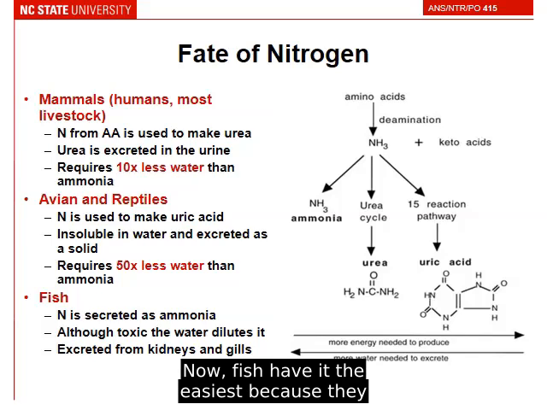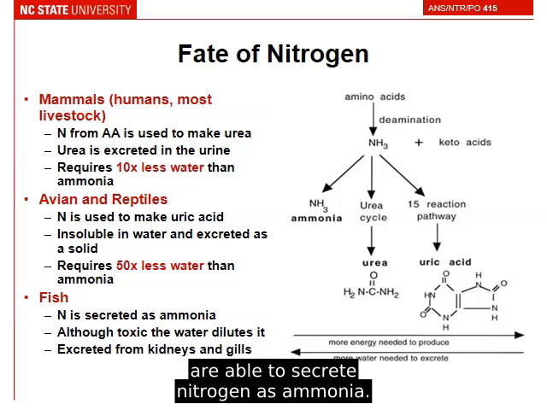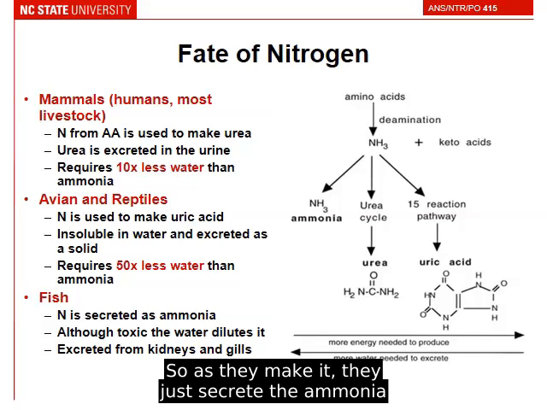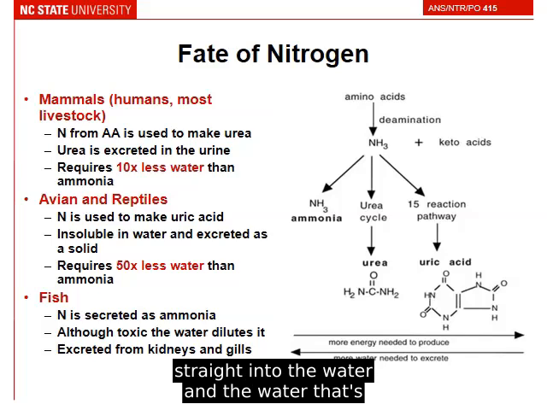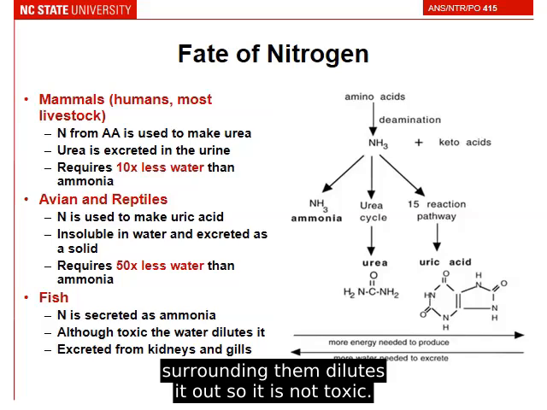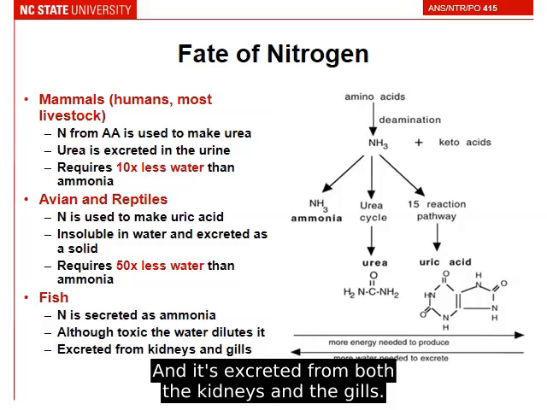Now, fish have it the easiest because they are able to secrete nitrogen as ammonia. As they make it, they just secrete the ammonia straight into the water, and the water that's surrounding them dilutes it out, so it is not toxic. And it's excreted from both the kidneys and the gills.